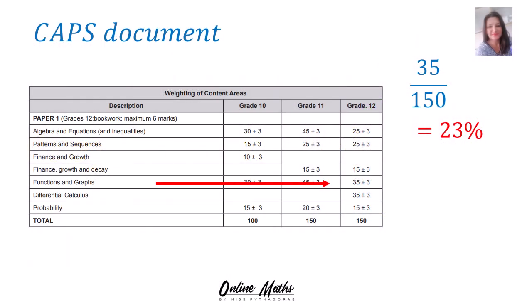From the CAPS document, it's very clear that 35 out of the 150 marks are dedicated to functions and graphs. So this means 23% of your paper is on functions and graphs. And then the bad news is that this is predominantly a grade 11 topic, where you will discuss the parabola, the hyperbola, and the exponential function. And then there's only the grade 12 inverse chapter that was added here.